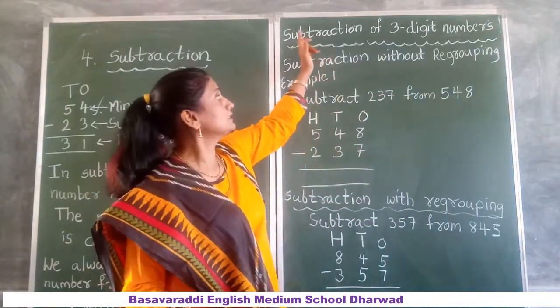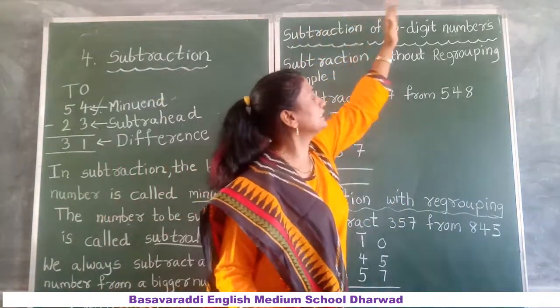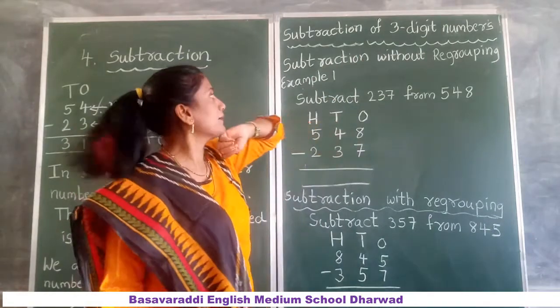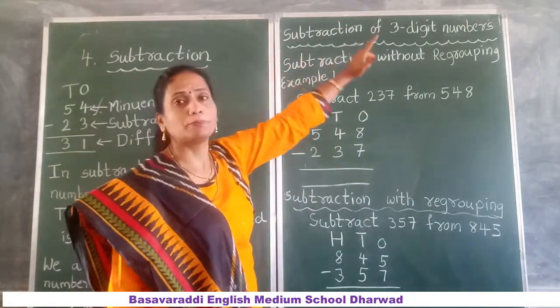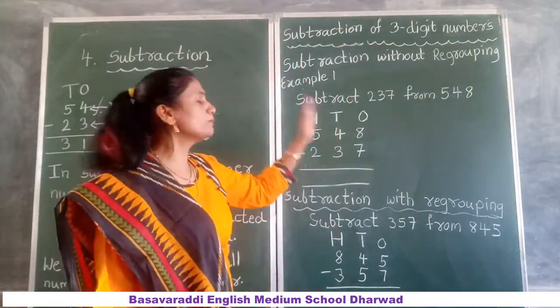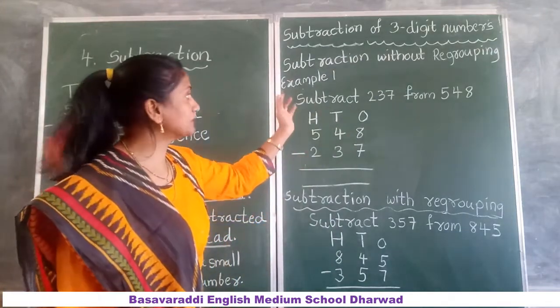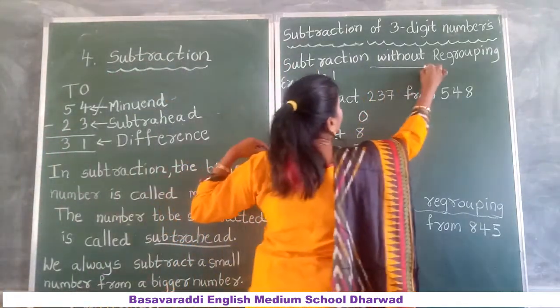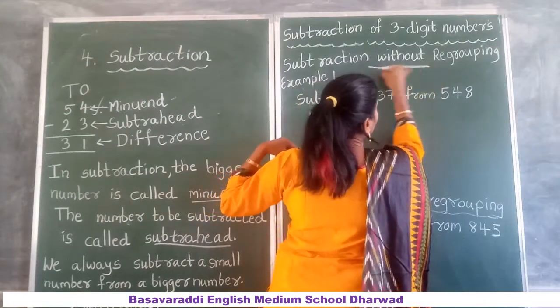Let us see here. Subtracting from 3-digit numbers. First one, without regrouping. Without regrouping means we are not borrowing anything. So that is called without regrouping.